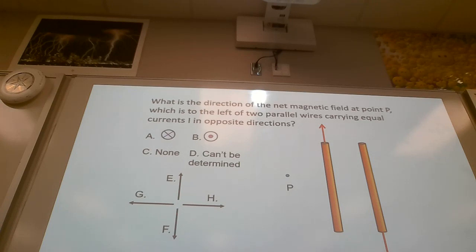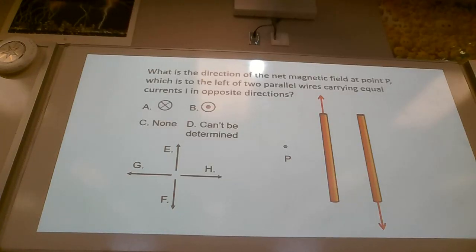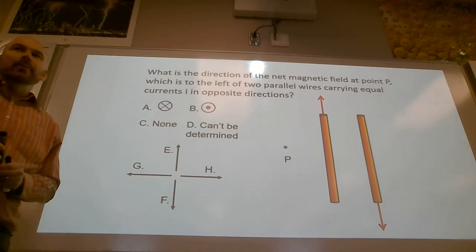All right, check this one out. To point P over here. Current going up, current going down. Point P is off to the side. Tell your neighbor. Tell your neighbor why.